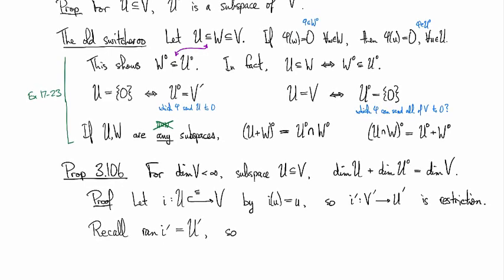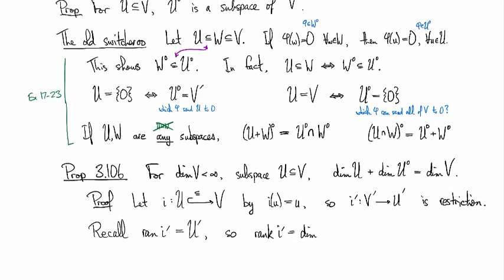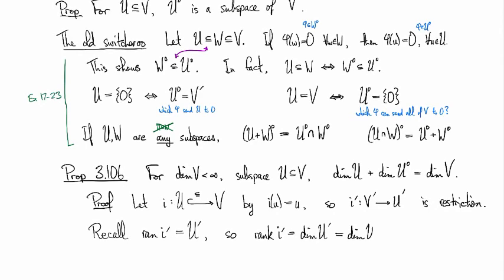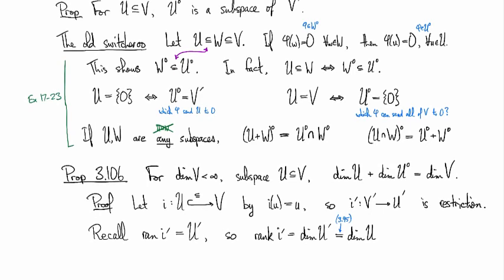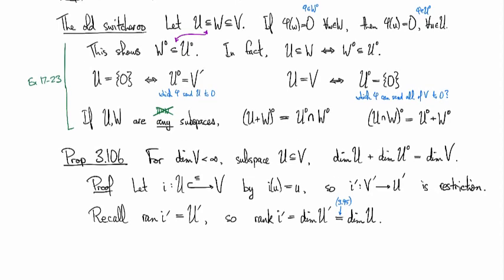So the rank of I prime is the dimension of U prime, but the dimension of U prime is the dimension of U, and that was by proposition 395, that a space and its dual have the same dimension. Okay, so that gives us part of it.